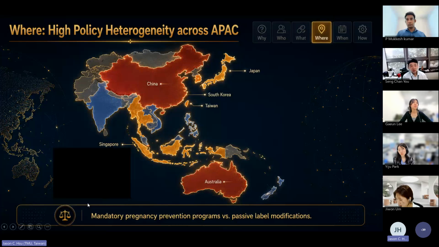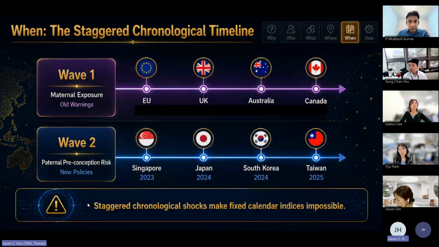And how do these different levels of policy intensity affect the real-world impacts, like the prescribing or substitution patterns of Fabric? And the next is about when. This is the major methodological challenge in our study design, because you can see the policy shock didn't happen all at once, and they are staggered.